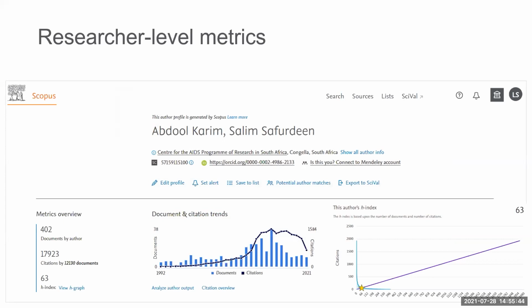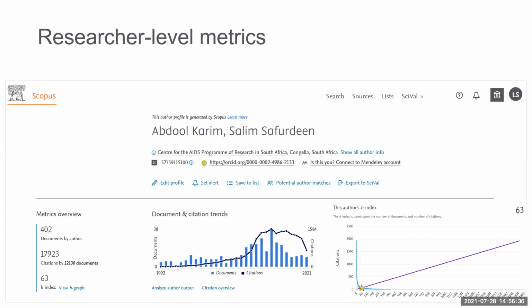So looking quickly then at a researcher. I'm using this example from Scopus. This is a researcher profile, Professor Abdul Karim. I hope he doesn't mind that I'm using his profile as an example. It's quite impressive. You can see for Professor Abdul Karim the typical kind of metrics that we use for a researcher, indicated here on the left-hand side: the number of documents that he has published, the number of citations received for his publications, and then his H index. In this case, we have an H index of 63. And the H index is an equation based on the number of publications and the number of citations per publication.